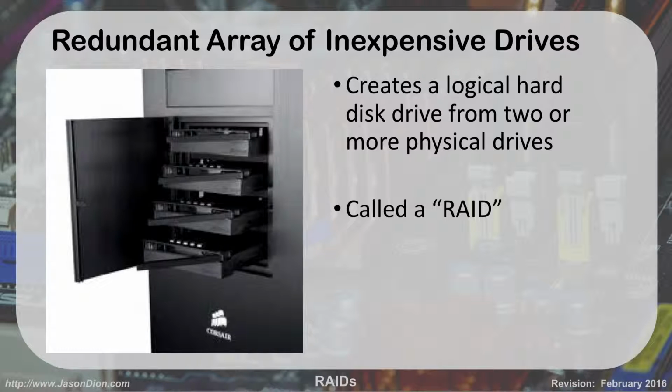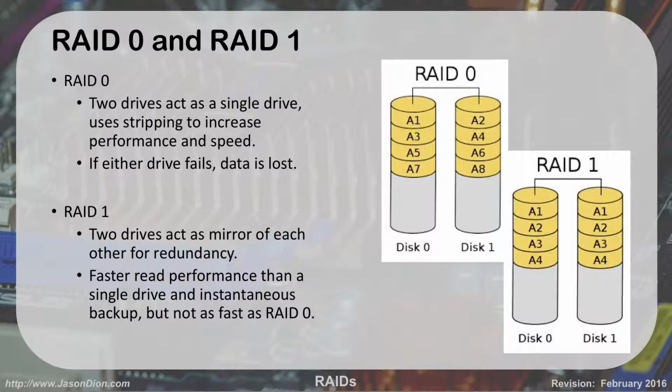This is called a RAID, and usually they're going to be hot swappable as well because you're going to be using SATA as your backbone to your RAID. So the first two we're going to talk about are a RAID 0 and a RAID 1, and they kind of form the foundation of RAIDs for us.